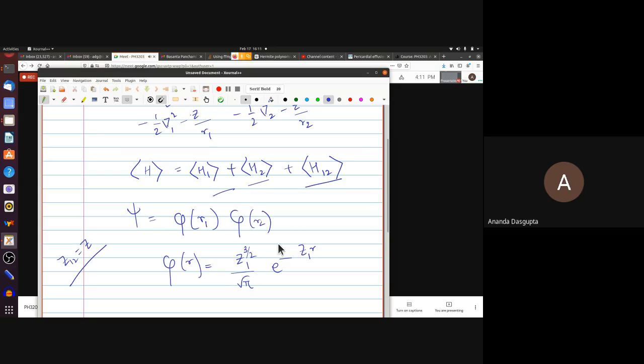If that happens, then the problem is really very simple. The energy would simply be E1 plus E2, and the ground state energy would simply be the sum of the two ground state energies of the two electrons. And then phi(r1) phi(r2) would really have been the exact ground state when Z1 is equal to Z. If you did the problem without the H12 expectation value, you would get Z1 equal to Z. So this is without taking that into account.